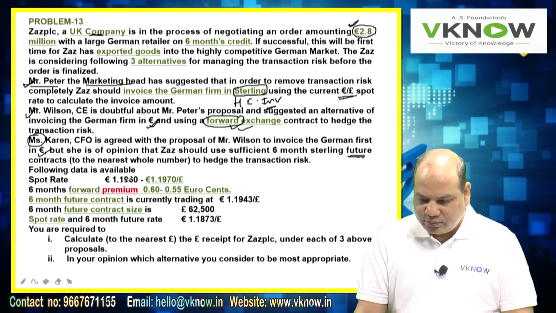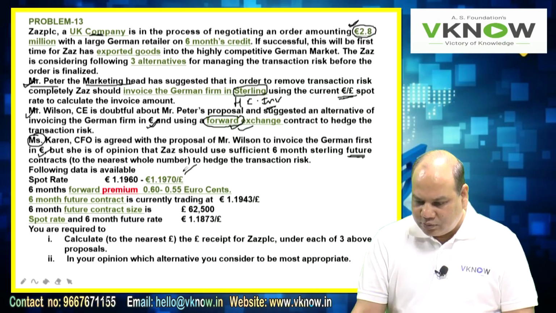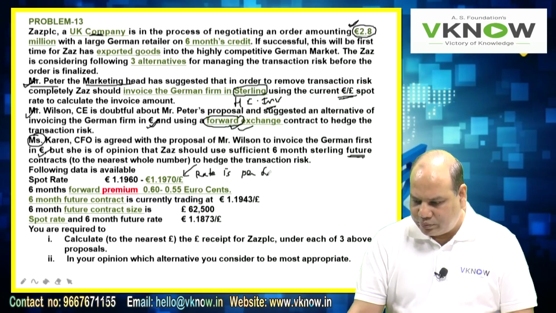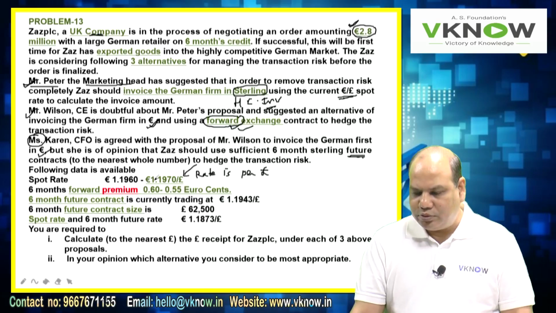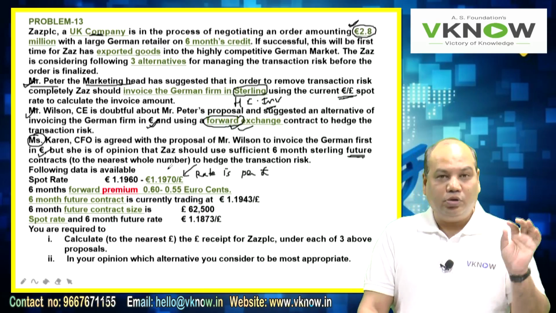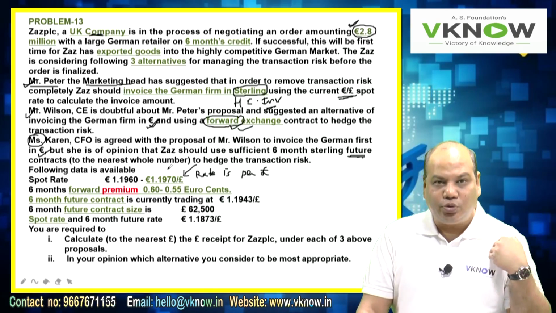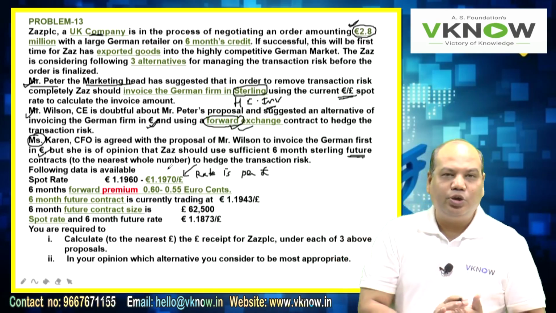Spot rate dollar 1.1960, euro 1.1960, buying rate, and euro 1.1970 per pound. Now be careful, the rate is given for pound. The rate is per pound. You are an exporter. You will receive euro. You means the Z PLC, they will receive euro and they will convert euro into pound.